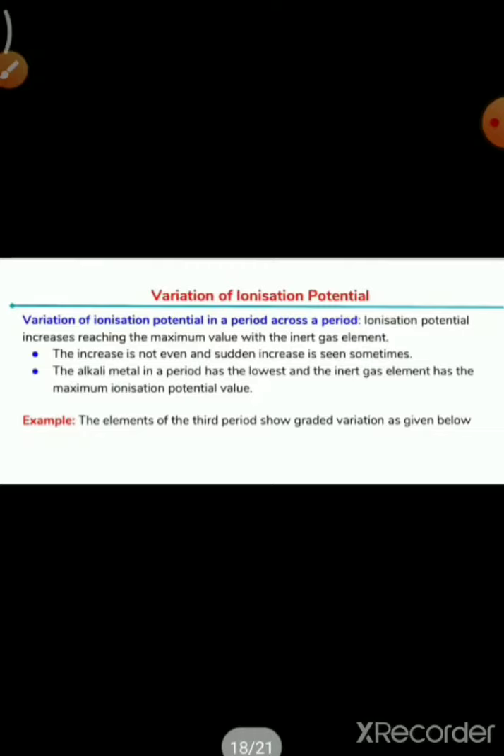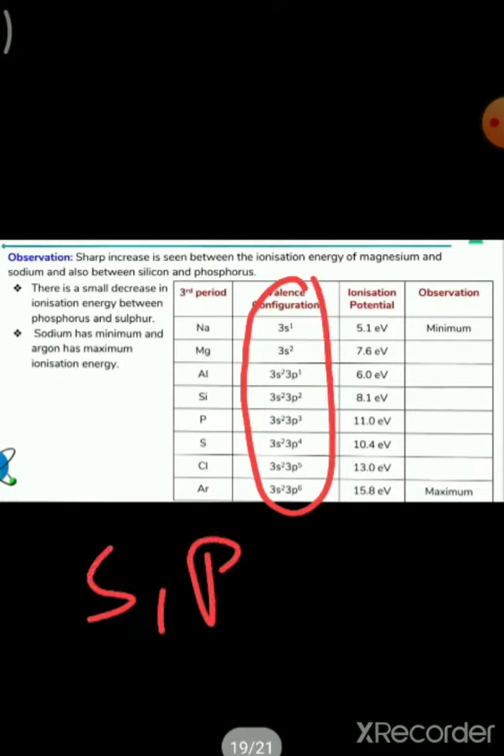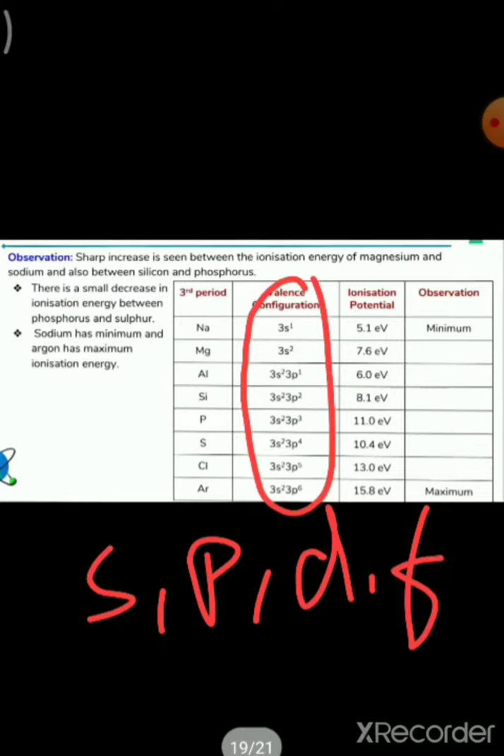The increase is not even, and a sudden increase is seen sometimes. The alkali metal in a period has the lowest and the inert gas element has the maximum ionization potential value. The elements of the third period show graded variation as given below. So we will see this valence configuration, it is not in your course, that is your s, p, d, f cell.